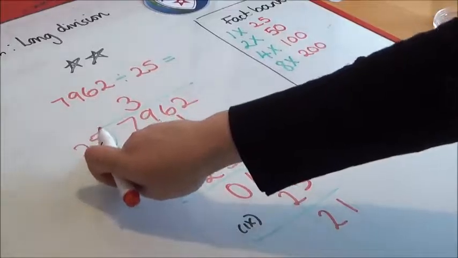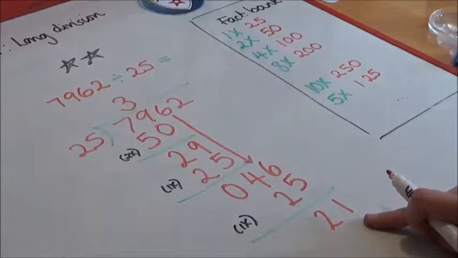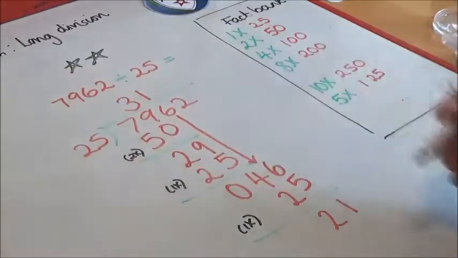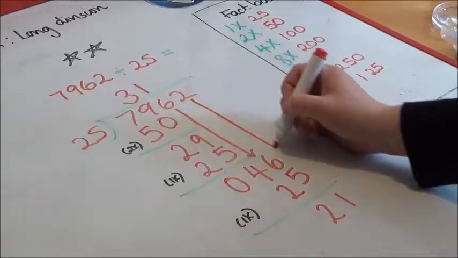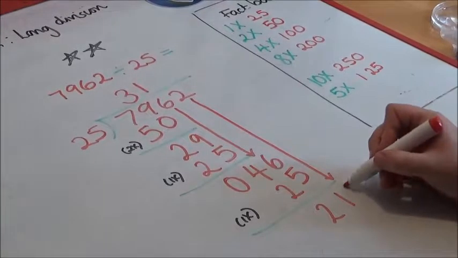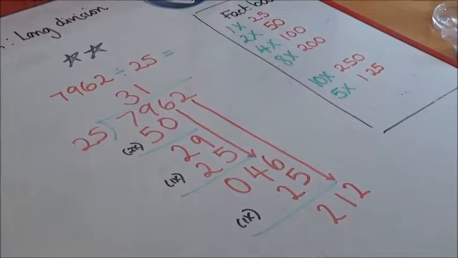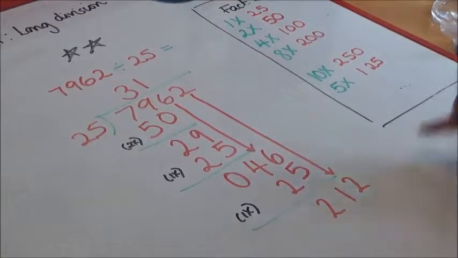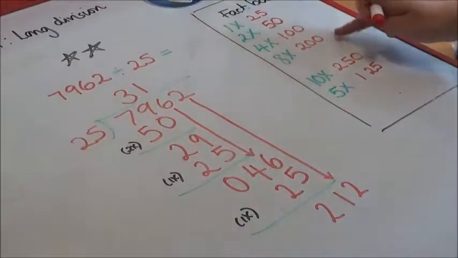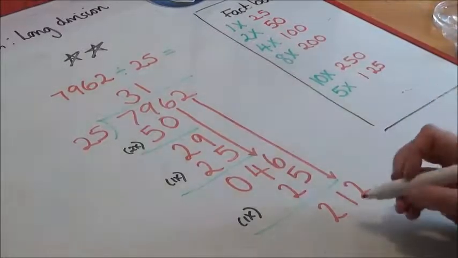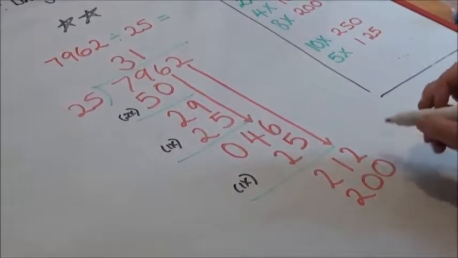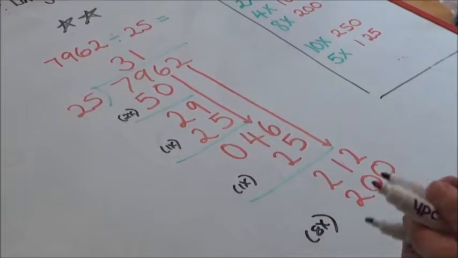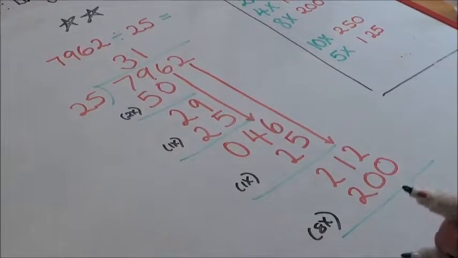Can we fit any more groups of 25 into 21? No, we can't. So we just managed to get 1 group. So that goes there. Take this last one down. Put a 2 here. We're saying how many groups of 25 can we make from 212? Looking at this, it's likely going to be 8, isn't it? So I'm going to take off the 200, which is 8 groups. Let's see if we've got anything left.